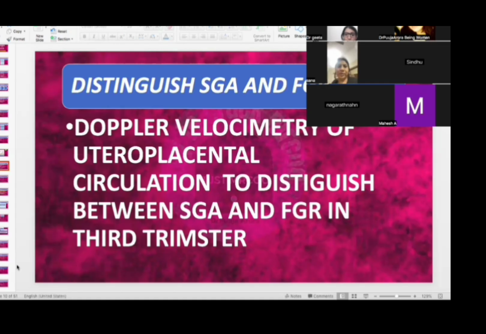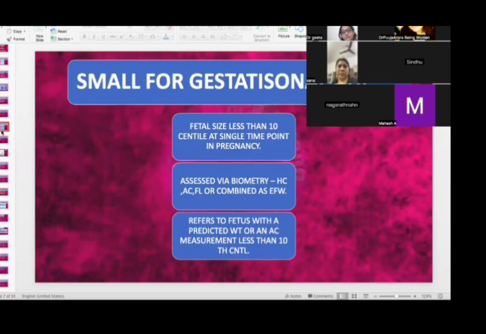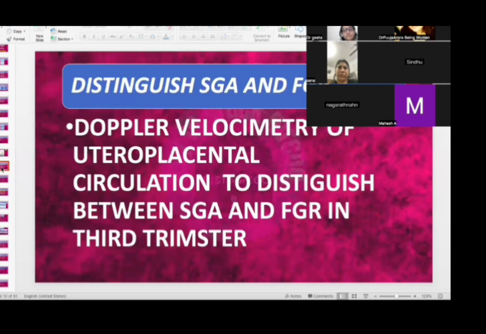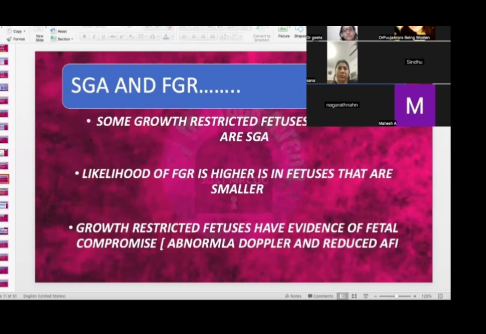So FGR, other than having less than 3 centile, which is an absolute criterion, if it is less than 10 centile, then it has to be associated with some Doppler abnormality. So this is how you differentiate between SGA and FGR in the third trimester. I hope I'm clear. We have already discussed this. What is small for gestational age, how we identify it, how we differentiate, and we have already discussed this growth chart as well. And now how to differentiate between SGA and FGR.